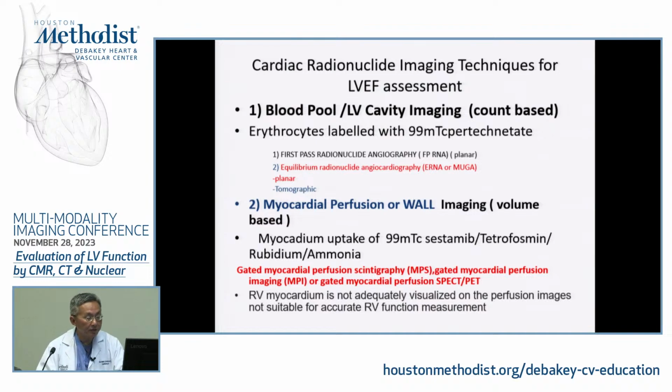You can do it with what we call first pass. It's a dynamic study. You inject and you look at how the tracer bolus goes through the vein, RV, PA, left atrium, and comes out to the left ventricle. I don't think we have done that in the last 20 years. But occasionally we still do equilibrium radionuclide angiocardiography, or MUGA for short.